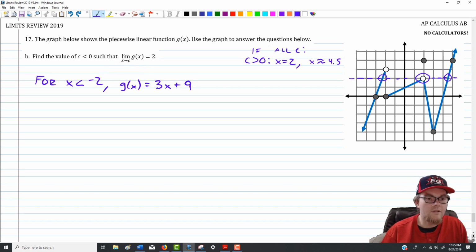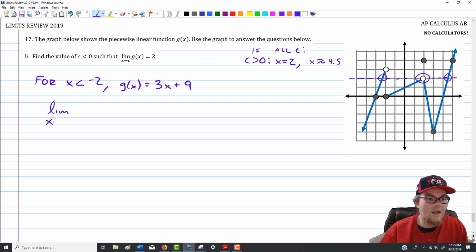From here, next looking pieces in, we want to figure out what's happening at -2, and we can see that the function is nicely continuous there. Notice it's a nice continuous line between, well, negative infinity and -2. So basically, because of that continuity, we can just straight up calculate g of -2. It's going to be 3 times -2. Oh, just kidding. I lied. We're trying to make sure that this whole thing is equal to 2.